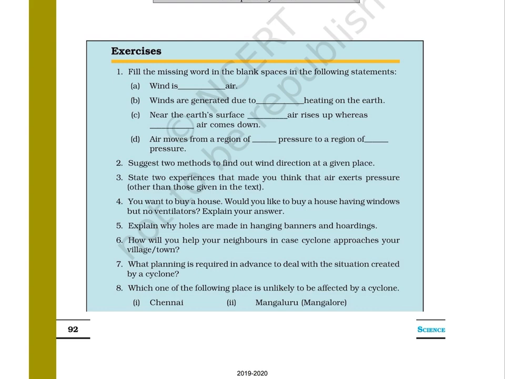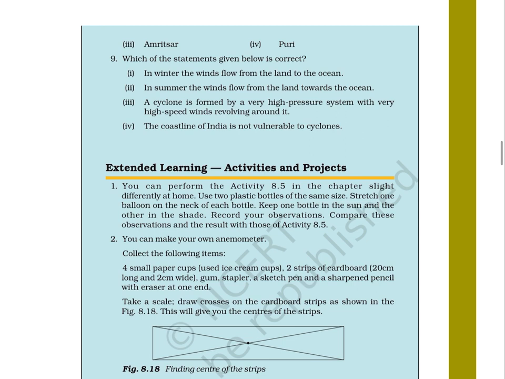Page 93. 9. Which of the given statements below is correct? 1. In the winter, the wind flows from the land to the ocean. 2. In the summer, the wind flows from the land towards the ocean. 3. A cyclone is formed by a very high pressure system with very high speed winds revolving around it. 4. The coastline of India is not vulnerable to cyclones.